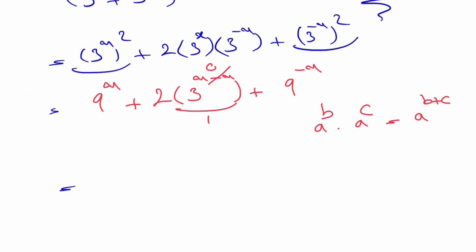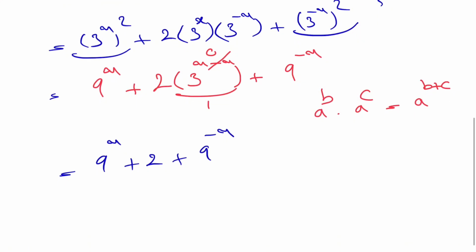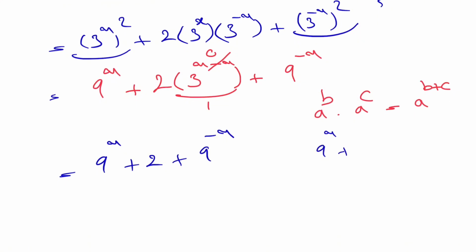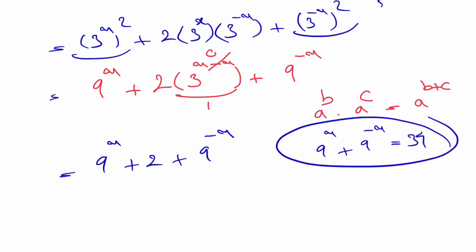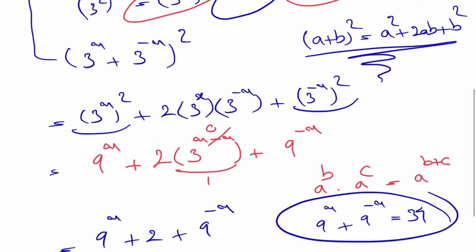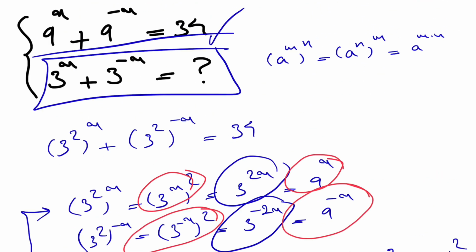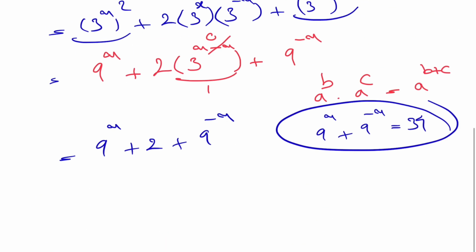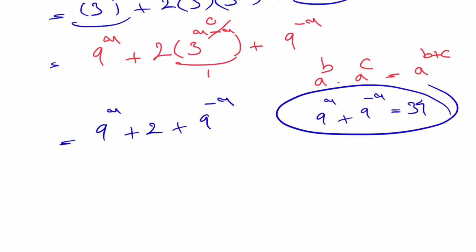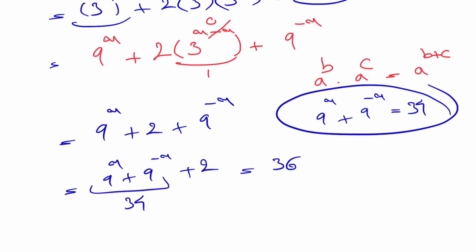So what we get so far is 9 to the x plus 2 plus 9 to the minus x, and from the question we know that 9 to the x plus 9 to the minus x is 34. That was the equation that we have at the beginning of this question. So here we have 9 to the x plus 9 to the minus x equals 34, and there we go. What we have in here is 9 to the x plus 9 to the minus x plus 2. What we have in here is 34 plus 2, and the answer here will be 36.